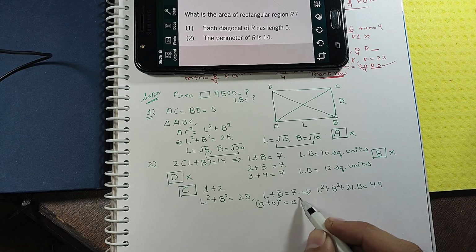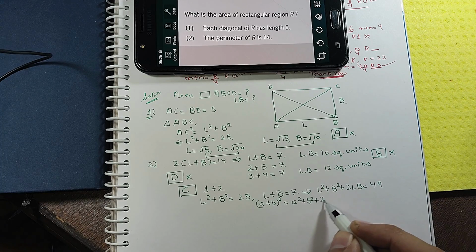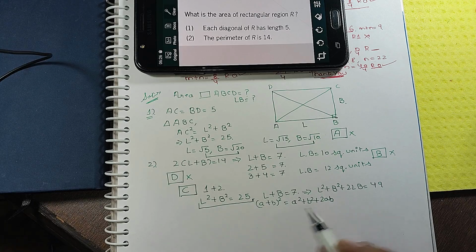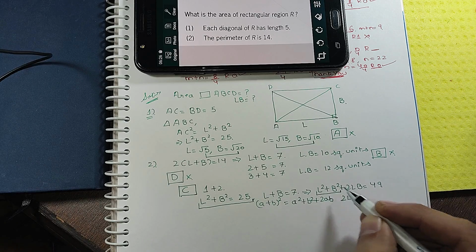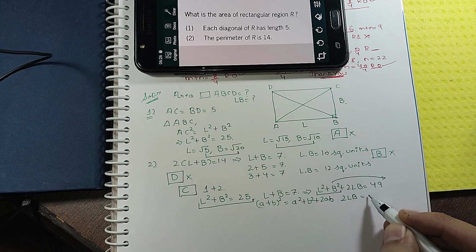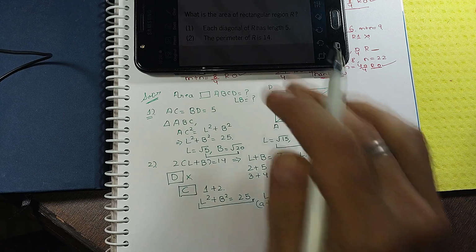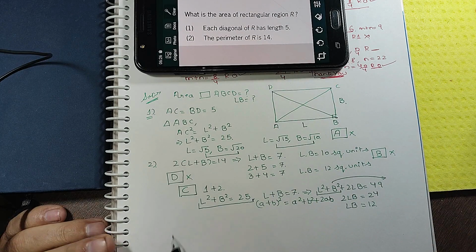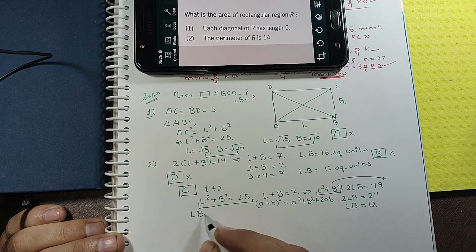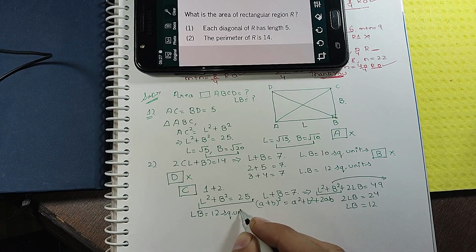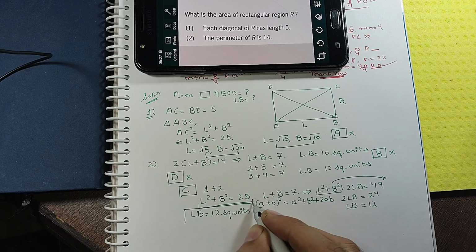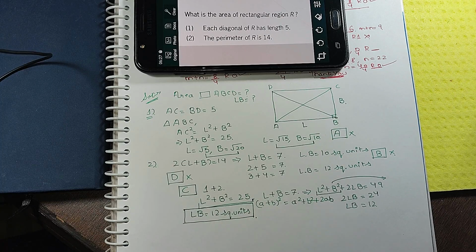So this is equal to A square plus B square plus 2AB. Now I can put the value of L square plus B square equal to 25. So I will be getting twice LB, shifting the value of L square plus B square equal to 25 to the right side, so this will be 49 minus 25. So that will be 24, which implies that LB is equal to 12. Right? Now LB is equal to 12. So this is the area which I need to find, and this is equal to 12 square units. And statement C is giving me a unique value of L multiplied by B. So that means statement C is sufficient to answer my question.